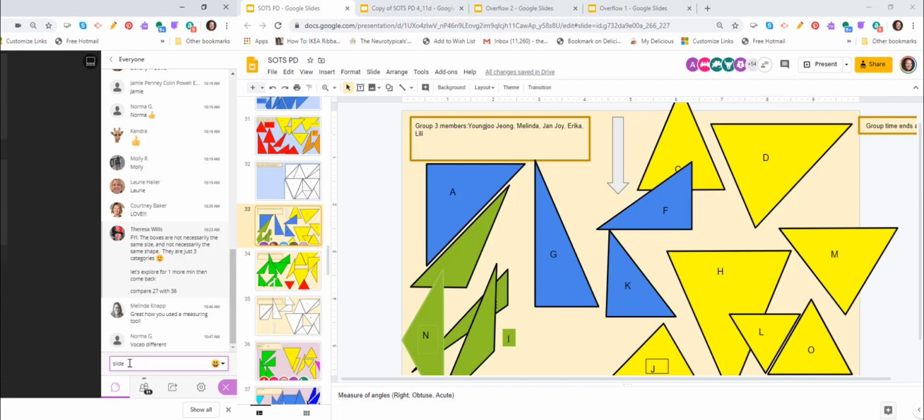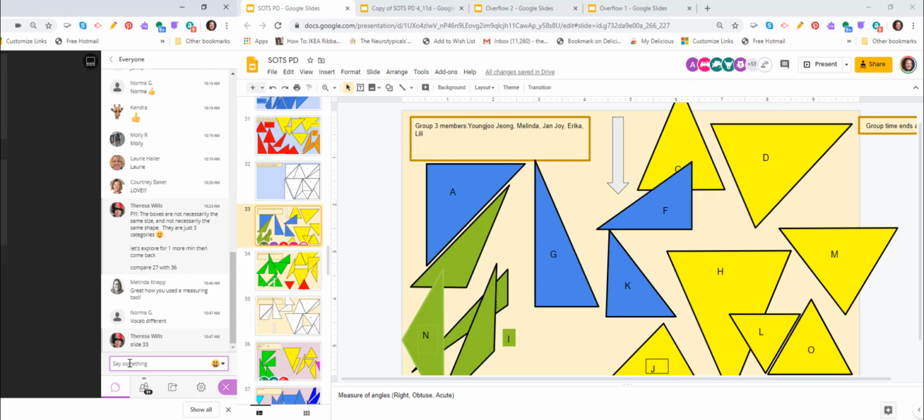Group 3, would you tell us how you sorted these? On slide 33. Yeah, I was in group 3. We sorted them by the measure of their angle. When you think about triangles, you can either measure the length of their sides or also their angles. So we did this one by their angle measures.